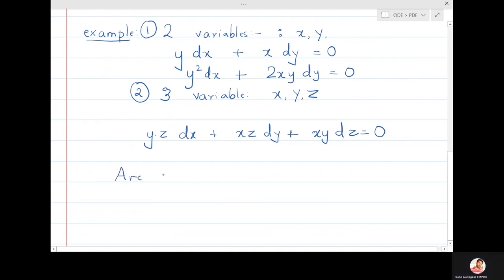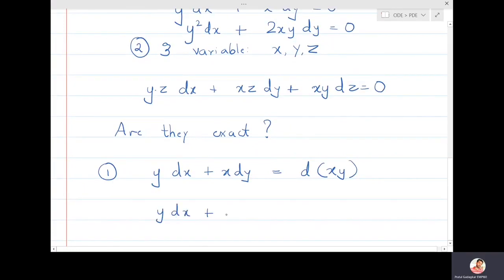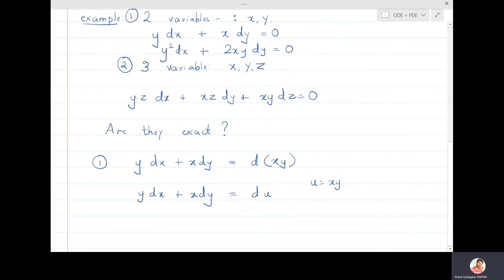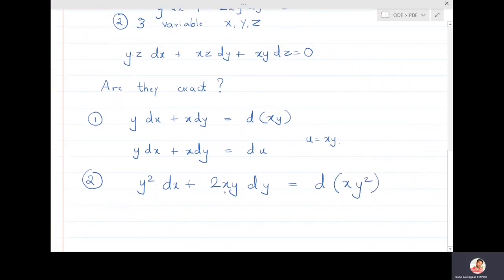Now are they exact? Let's quickly check orally. Look at the first one: y dx plus x dy, all of us know that this can be written as d of xy. So this Pfaffian differential equation can be written as d of u, where u is xy. If I look at the second one, y square dx plus 2xy dy, it can be written as d of xy square, because it is y square dx plus 2y into x dy. So the u function that I'm searching for here is xy square.